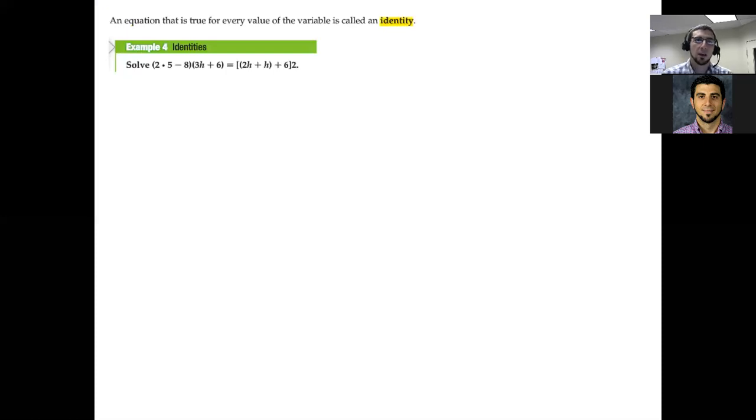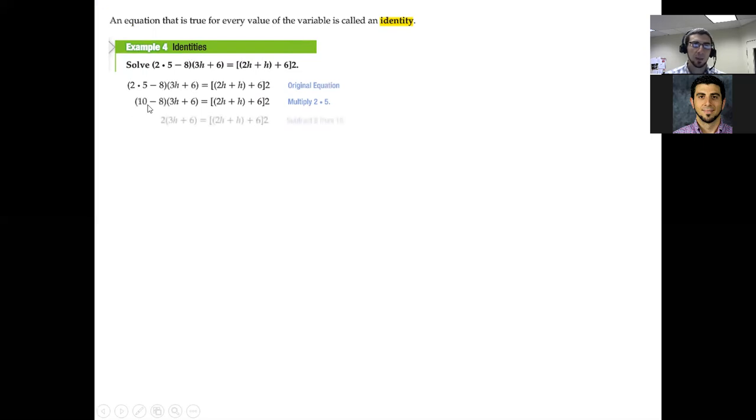Now notice you have a bunch of stuff going on here. You have parentheses here, brackets, and parentheses here. So we're going to start by just working through the parentheses, the grouping symbols from left to right. So 2 times 5 gives you 10, and then 10 minus 8 gives you the 2. And then you can distribute the 2 to the 3h plus 6 and get 6h plus 12.